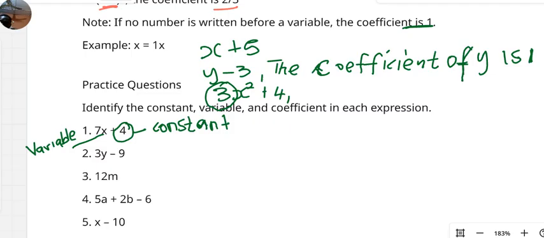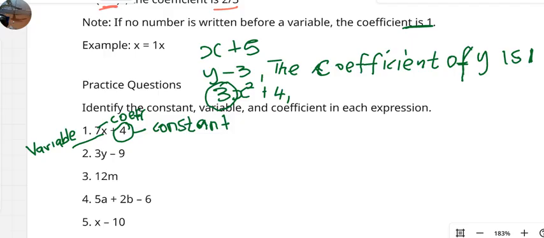You can pause the video and answer it for yourself. Yeah. So the number that's attached to x here is 7. So that's the coefficient. The coefficient is 7. Let's go to the next question here.